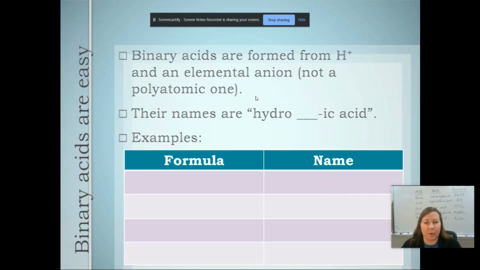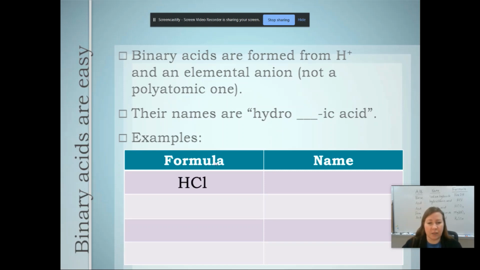Binary acids are formed from H+ and an elemental anion. So not a polyatomic ion, just one element with a charge. And binary acid names are hydro-something-ic acid. And the something, of course, is the name of the element.